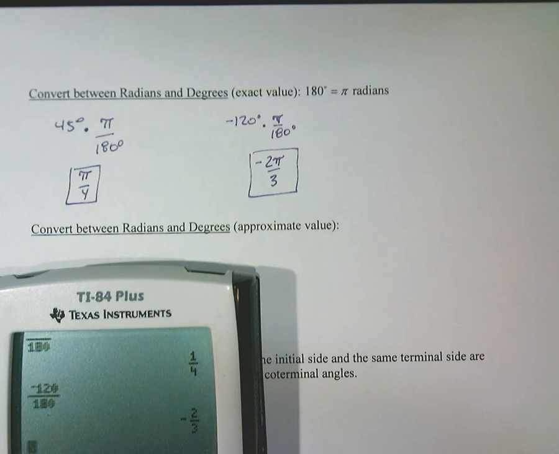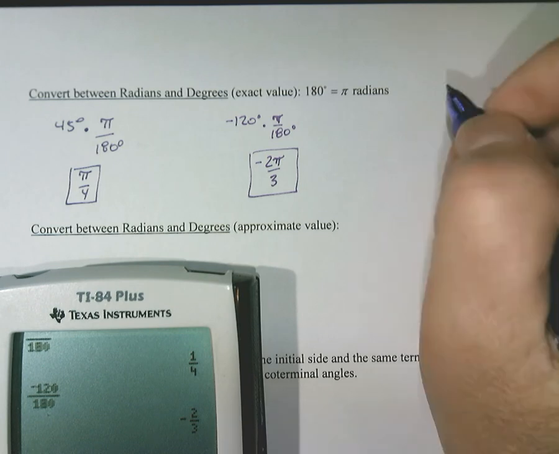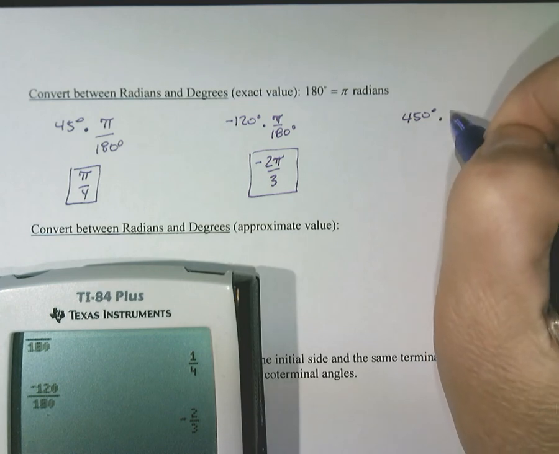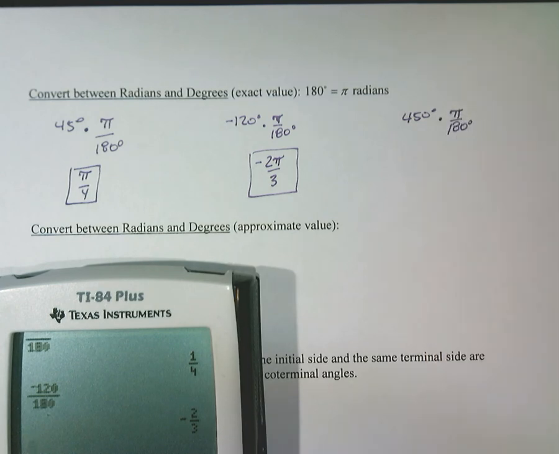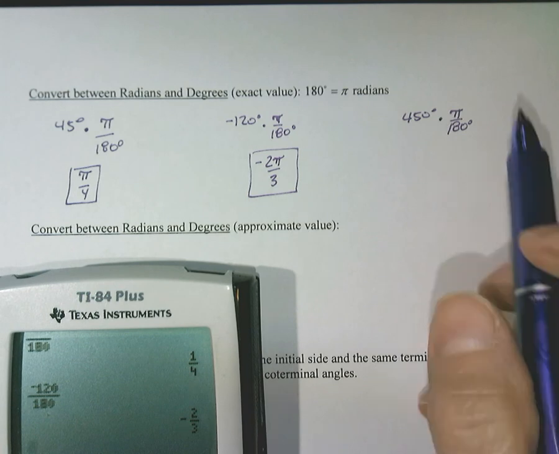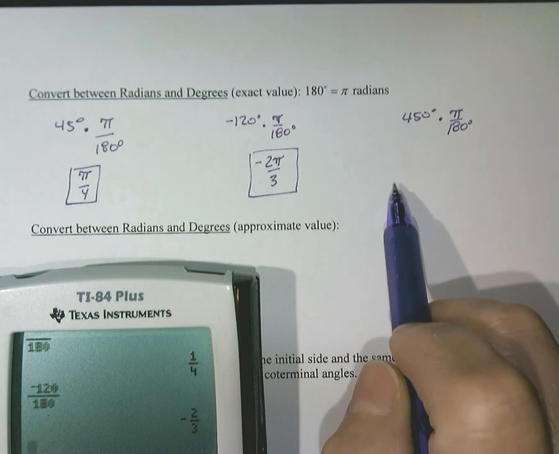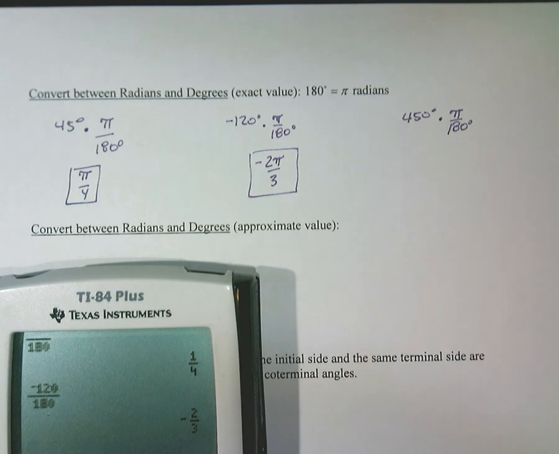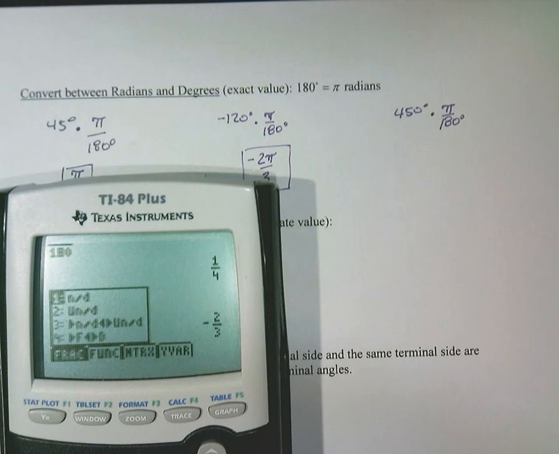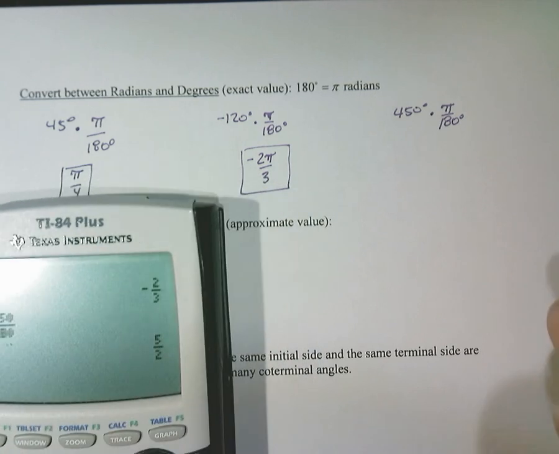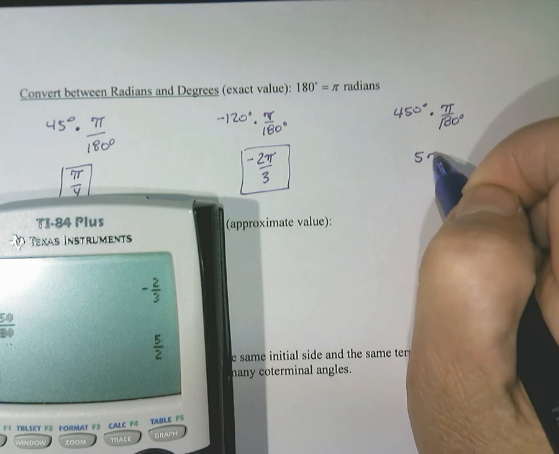Let's do one more. How about 450 degrees? Once again, multiply by pi and divide by 180 degrees. And notice this, you have degrees in the numerator and degrees in the denominator. So you get rid of the degrees and all you have left is the pi. So then if I take and reduce 450 divided by 180, I get 5 over 2. So I get 5 pi over 2.